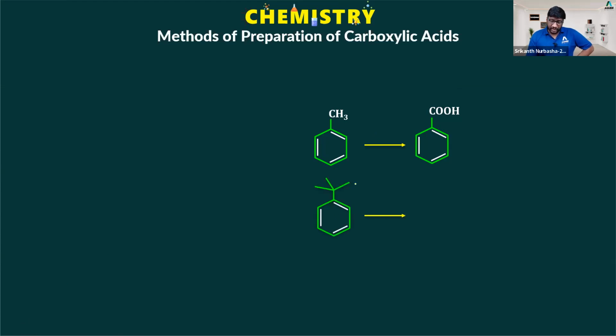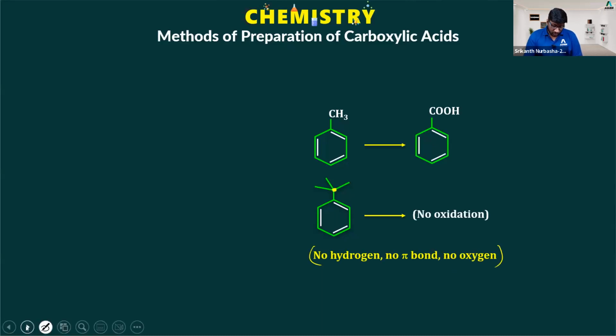Yes or no? What happens in this case? No oxidation, because the carbon is not connected to pi bonds or hydrogen or oxygen. It is connected with 3 methyl groups. So no oxidation, because no hydrogen, no pi bond and no oxygen. This is with KMnO4/H plus, or K2Cr2O7/H plus.